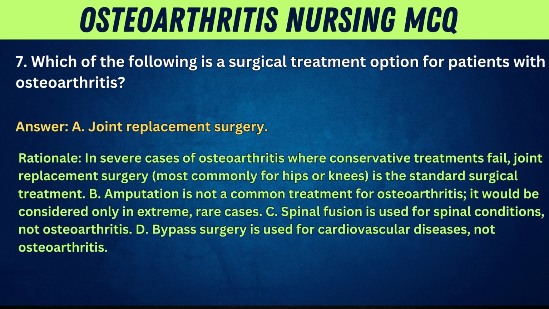B. Amputation is not a common treatment for osteoarthritis. It would be considered only in extreme, rare cases. C. Spinal fusion is used for spinal conditions, not osteoarthritis. D. Bypass surgery is used for cardiovascular diseases, not osteoarthritis.